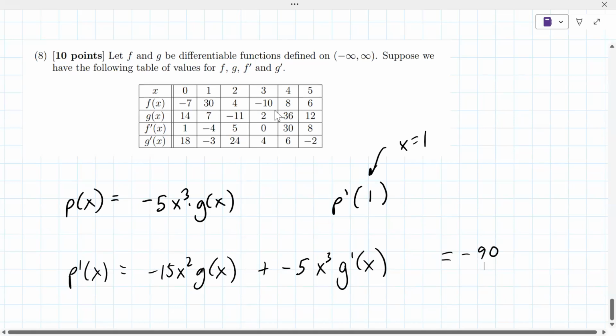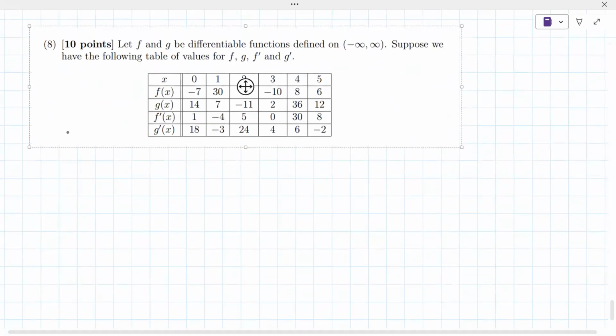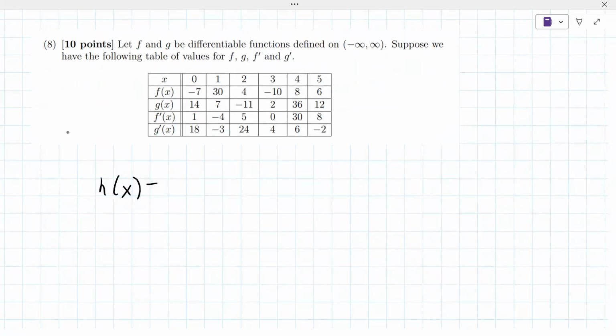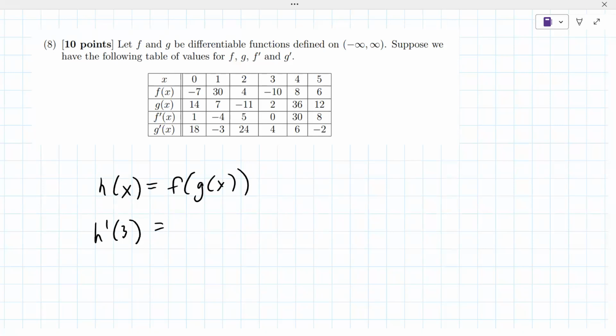Very good. So the last one is the most complicated one. They will tell you that h of x is f of g of x, and they'll ask you for h prime of 3. Okay, so the composite thing.